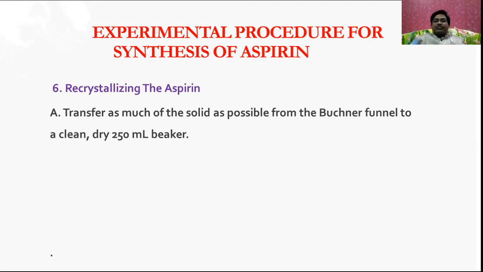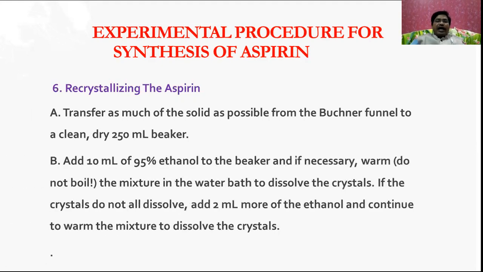Now the sixth step, recrystallizing the aspirin. Transfer as much of the solid as possible from the Buchner funnel to a clean, dry 250 ml beaker. Add 10 ml of 95% ethanol to the beaker, and if necessary, warm, do not boil, the mixture in the water bath to dissolve the crystals. If the crystals do not dissolve, add 2 ml more of ethanol and continue to warm the mixture to dissolve the crystals.